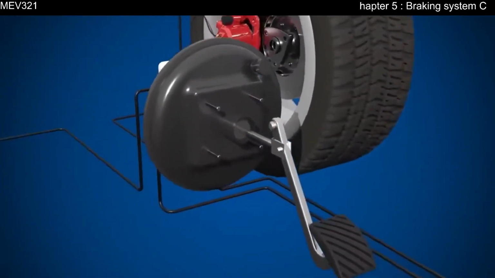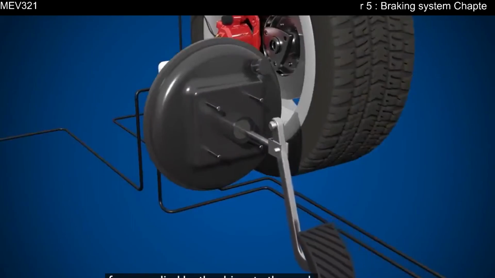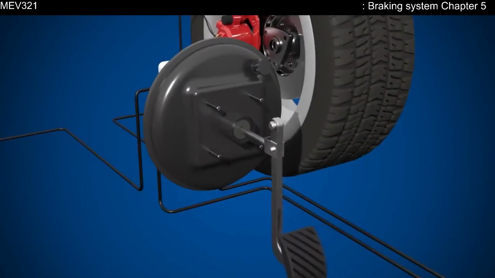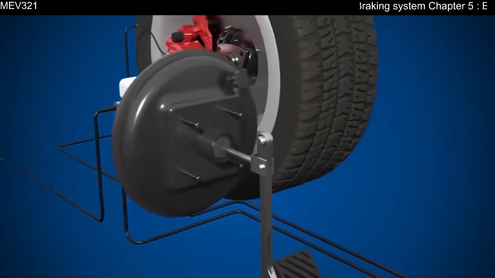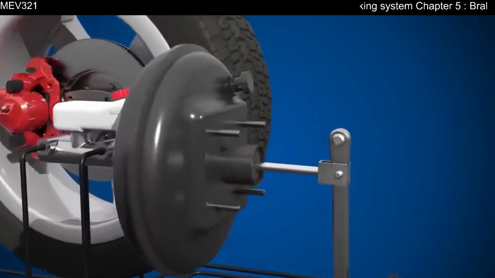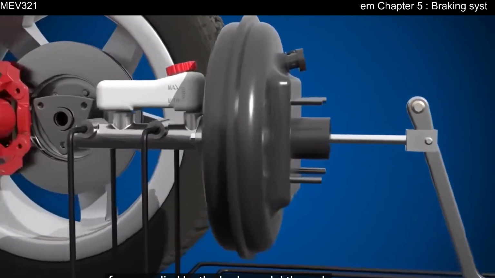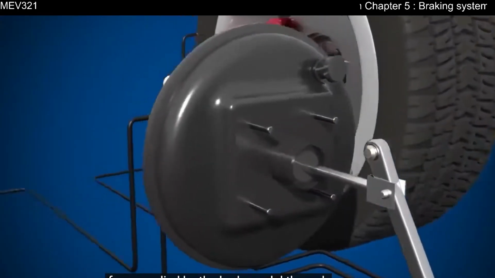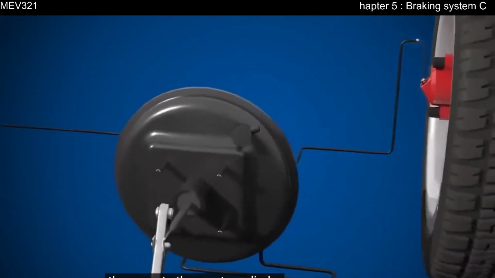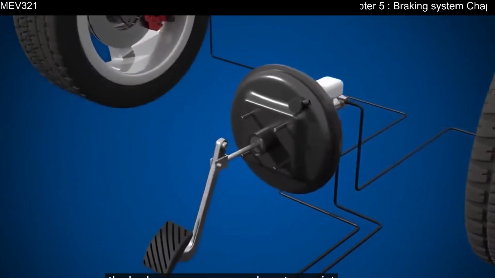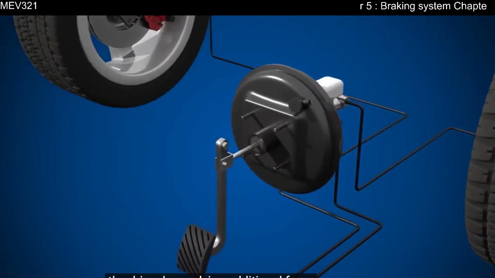The brake pedal transfers the mechanical force applied by the driver to the push rod. The push rod transfers the mechanical force applied by the brake pedal through the servo to the master cylinder. The brake servo or vacuum booster assists the driver by applying additional force to the braking system.